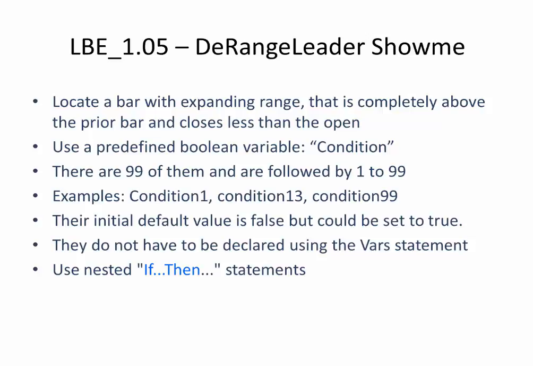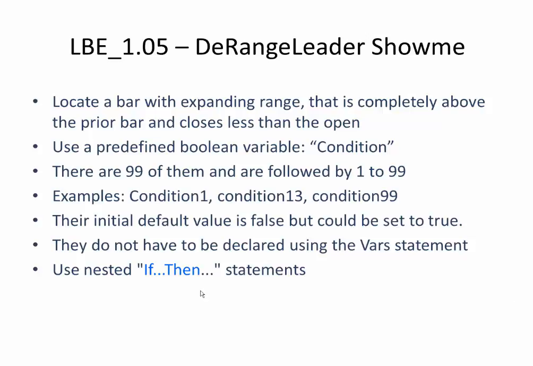There are 99 of them, and the word condition is followed by the number 1 to 99. Examples would be condition 1, condition 13, condition 99. Their initial default value is set to false, but you could set it to true if you wished, and they do not have to be declared using the vars statement. In that respect, they are similar to value 1 or value 99 that we have learned from a prior lesson.